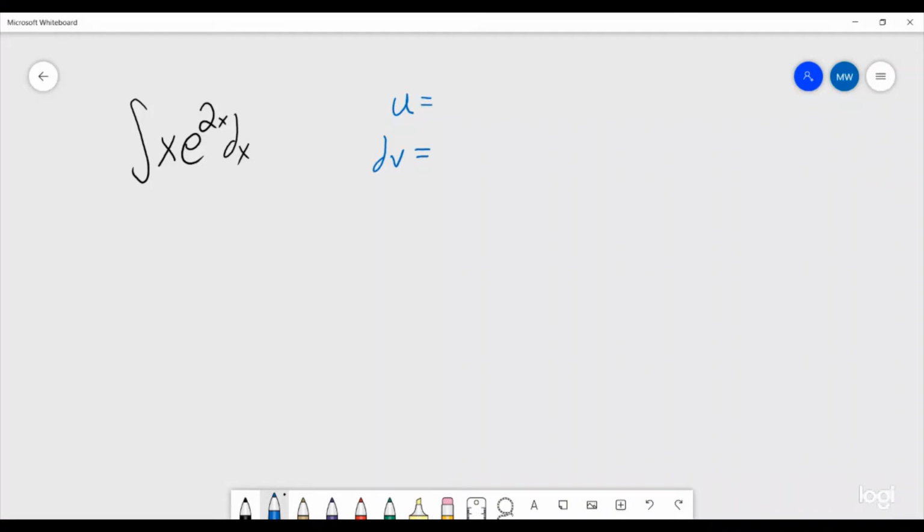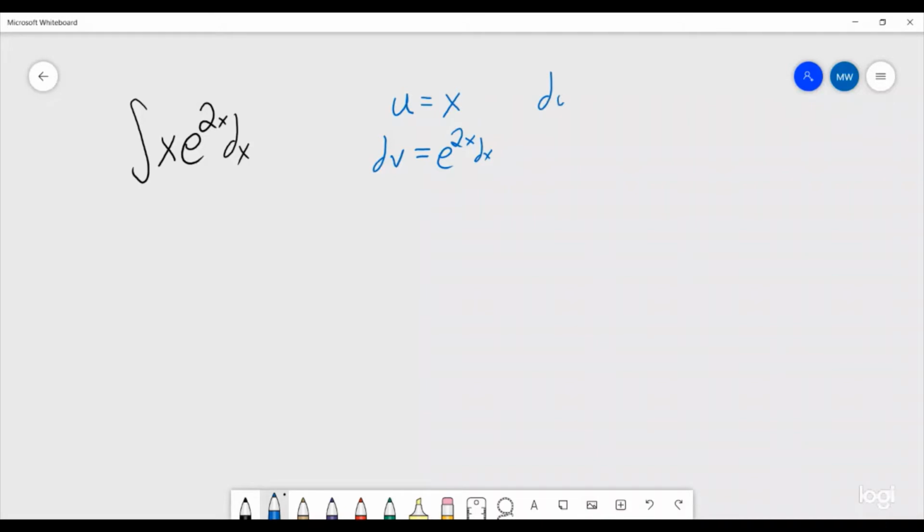Now, the way that we usually choose u and dv, we want dv to be the thing that is easiest to integrate, and we usually want u to be something that will disappear after we take a few derivatives. So if we were to take the derivative of x, that would go to 1. So that tells us we want to say u equals x, and then dv is the rest of it, so e to the 2x dx.